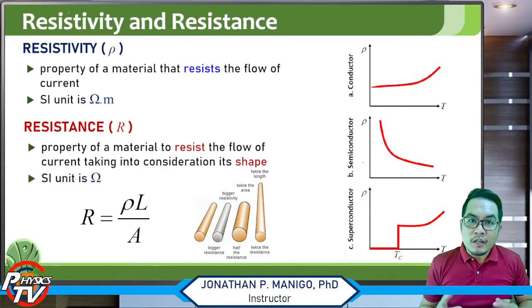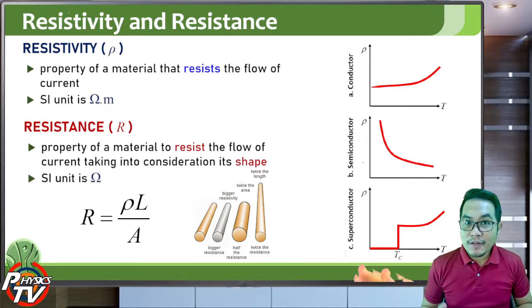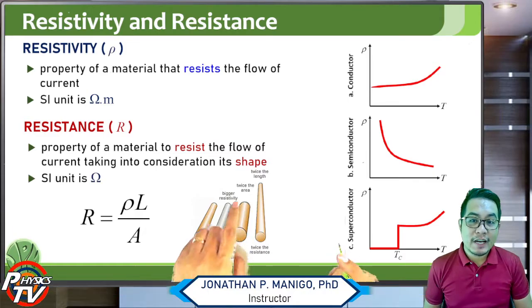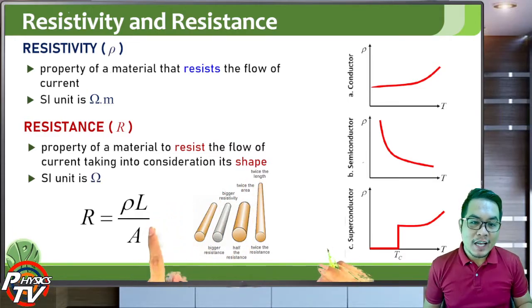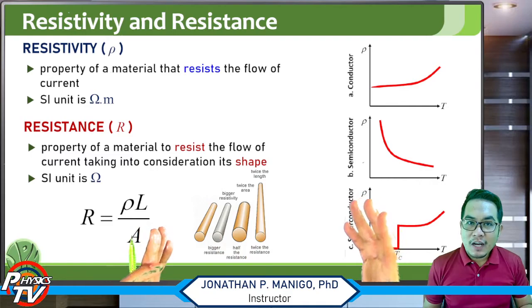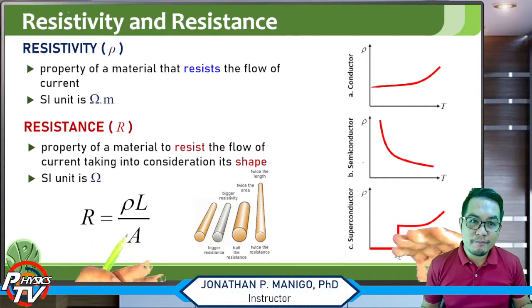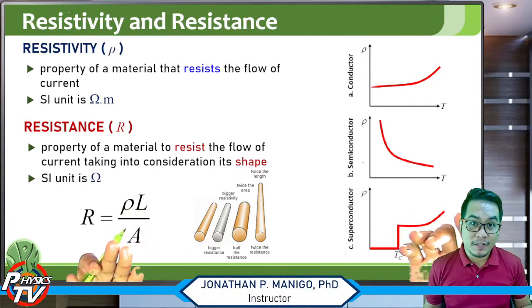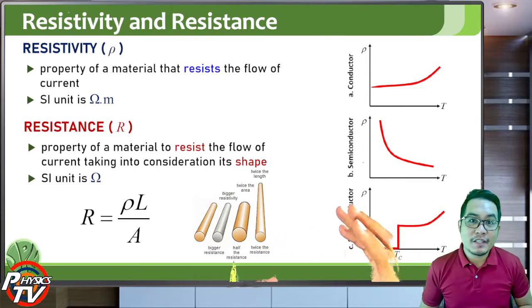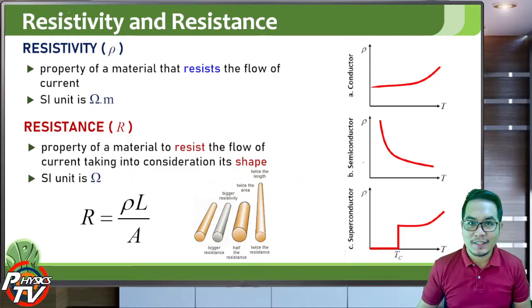So all gold materials have the same resistivity, but a gold wire has a different resistance than a gold sheet because they have different shapes, different lengths, and different cross-sectional areas. So take note of that. All materials of the same type have the same resistivity. So a gold ball, a gold wire, and a gold sheet have the same resistivity, but they have different resistance because they have different shapes and sizes.